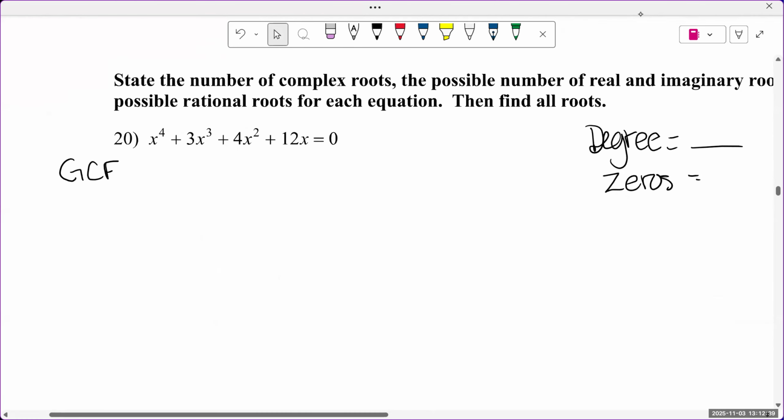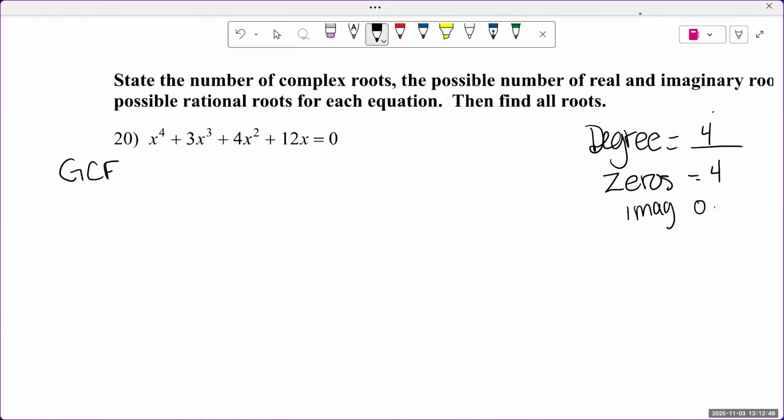Number 20. From the highest degree, the highest exponent, we say we have a degree 4. We have 4 zeros. The imaginary could be 0, 2, or 4. If the imaginary is 0, there are 4 real. If the imaginary is 2, there are 2 real. And if the imaginary is 4, there are 0 real.